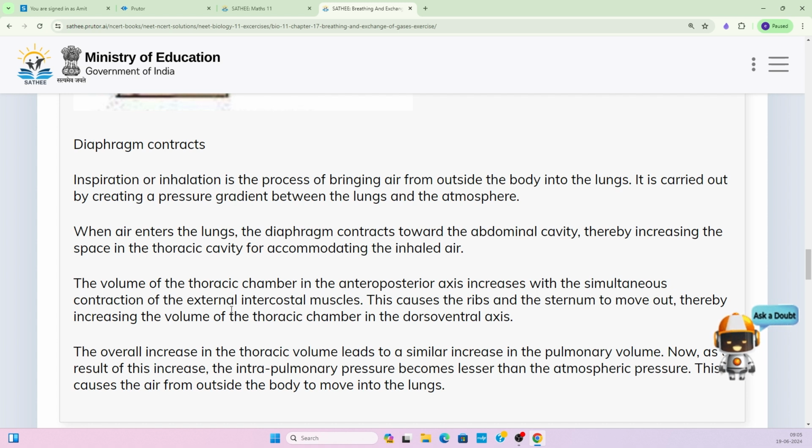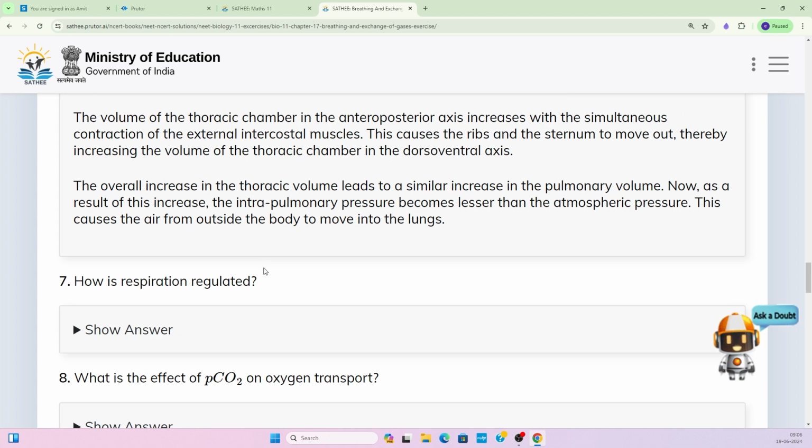Now, the overall increase in the thoracic volume leads to a similar increase in the pulmonary volume. As a result of this increase, the intrapulmonary pressure becomes lesser than the atmospheric pressure. So the intrapulmonary pressure goes down compared to the atmospheric pressure, and this causes the air from outside the body to move into the lungs. In this way, the air moves into the lungs.